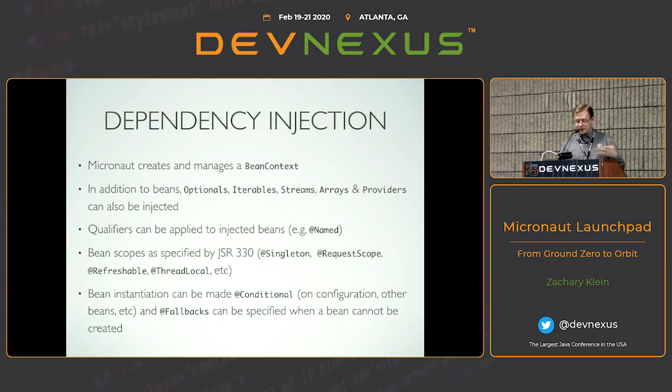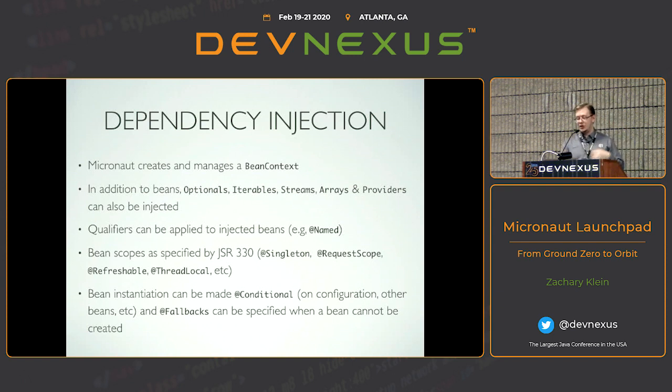So Micronaut creates a bean context, as you might expect. In addition to just injecting a bean directly like we were seeing, you could also inject an optional of a bean, an iterable of beans. So it's a very full-featured DI container. Beans can be qualified. If you have multiple beans of the same class, or the same parent class, you can qualify which one you actually want to inject in a certain situation.